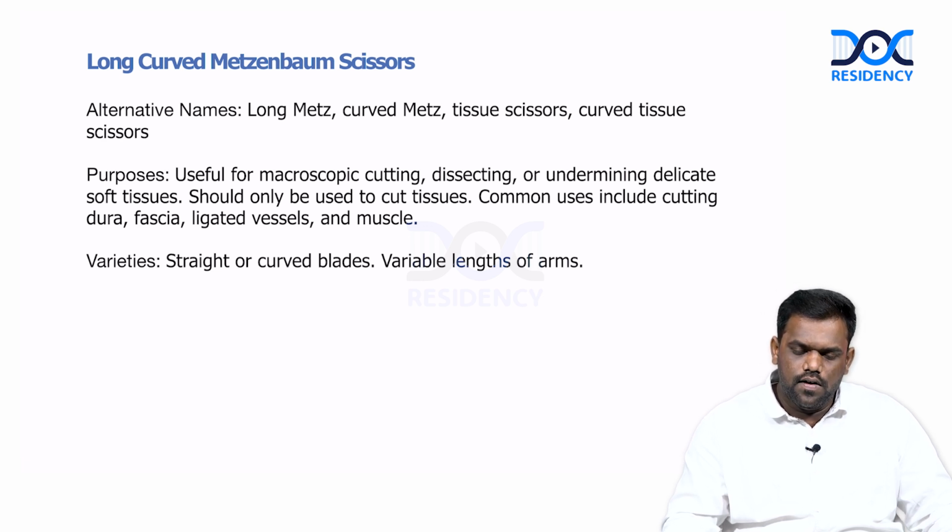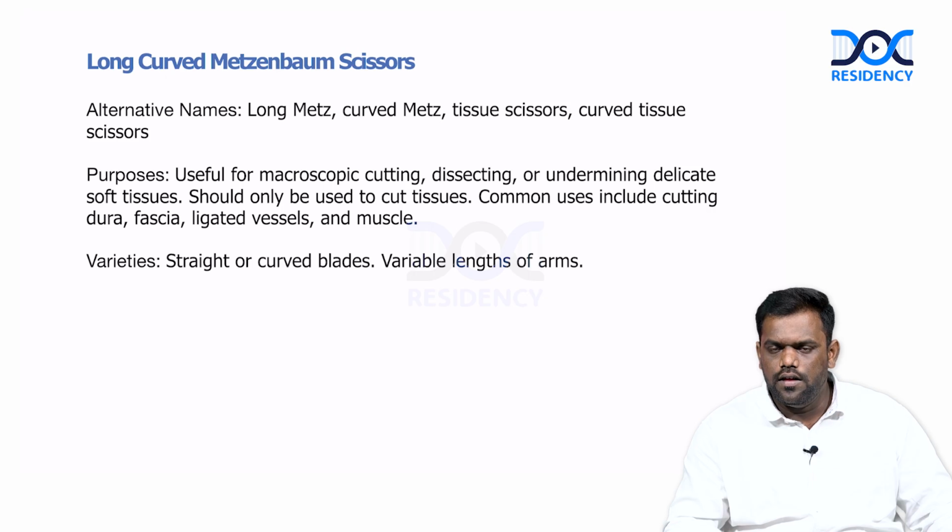It is also used for macroscopic cutting, dissecting, and undermining delicate soft tissues, and it should be used only to cut soft tissues. It is especially used in the cutting of dura, ligated vessels, fascias, and muscles.